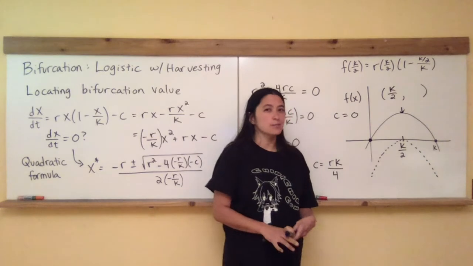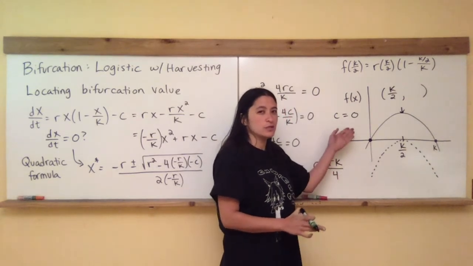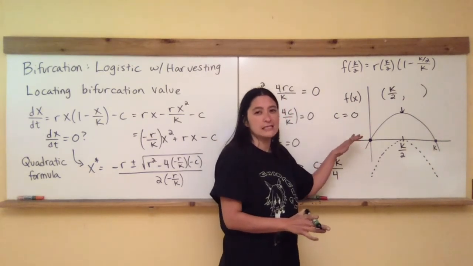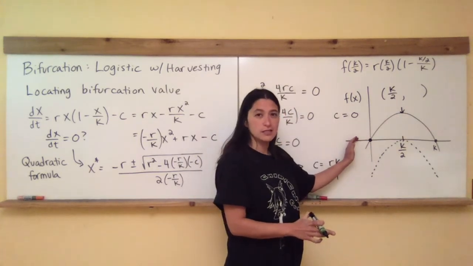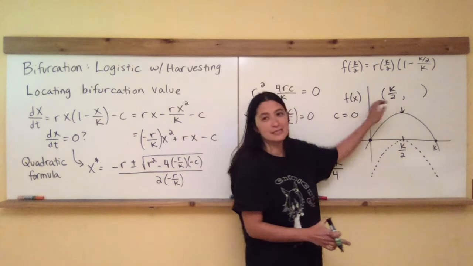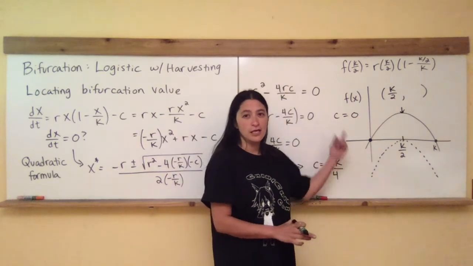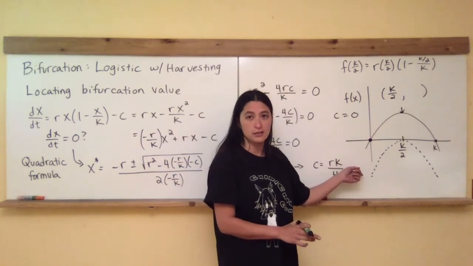And remember, this is the black line. This is the place where c is equal to 0. So I'm not going to put a c in there because this is the instance where I'm not considering harvesting. I just want to know what this height is because that's the most that I could harvest, and it would turn the black line into the dotted line.